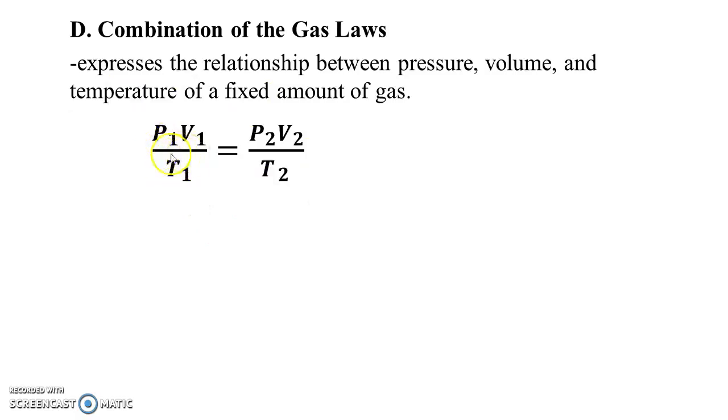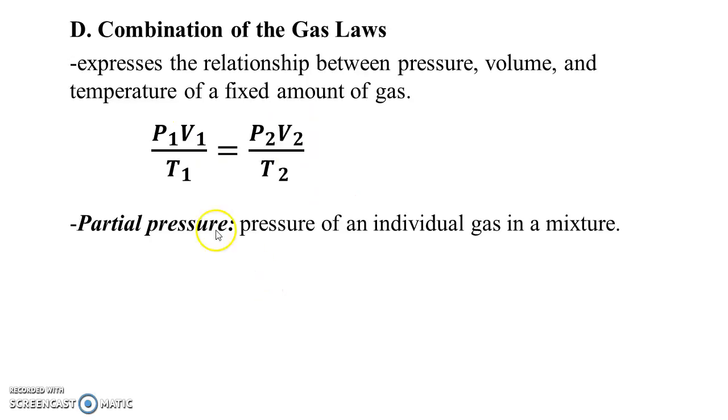If we take away the T's, we'd be left with Boyle's. If we were to take away the P's, we'd be left with Charles's, and if we take away the V's, we'd be left with Gay-Lussac's. So a couple other ideas, and then we'll do some equations with the combined gas law.